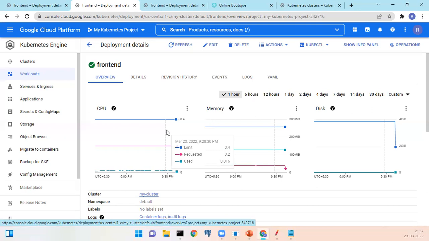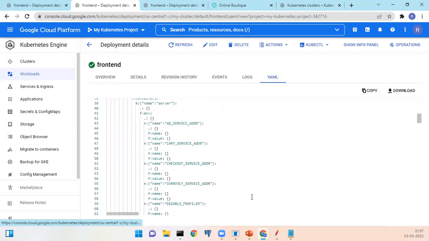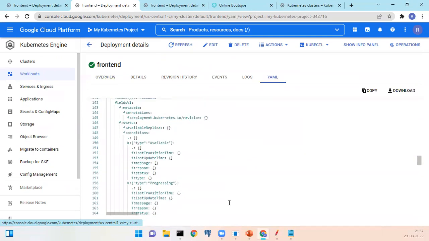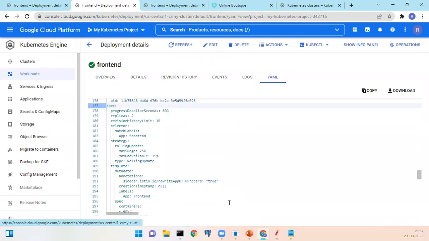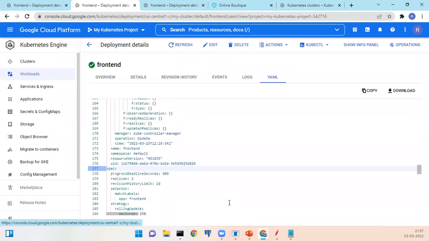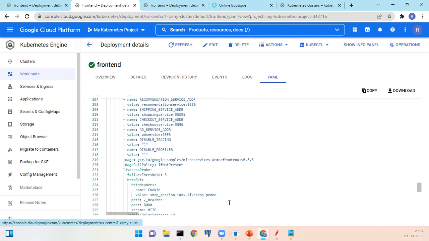So basically, in this kind of deployment, we have to allocate CPU and memory to a particular pod. Now for this front end, if you go to the YAML file, one thing I missed, sorry. In the YAML file, we have to specify how much memory and how much CPU should be allocated to a given deployment. So where do we get that?